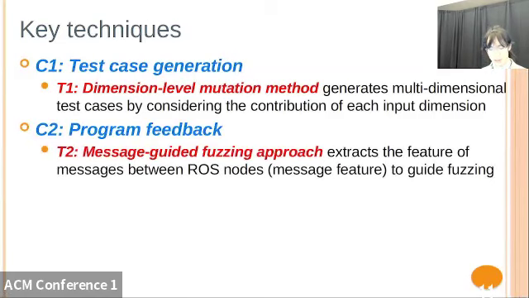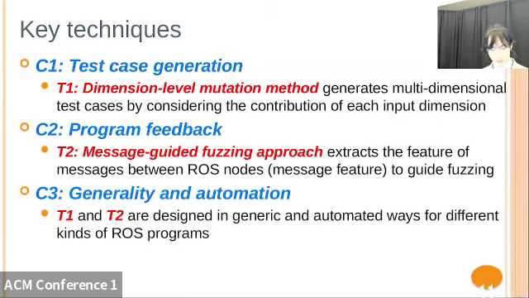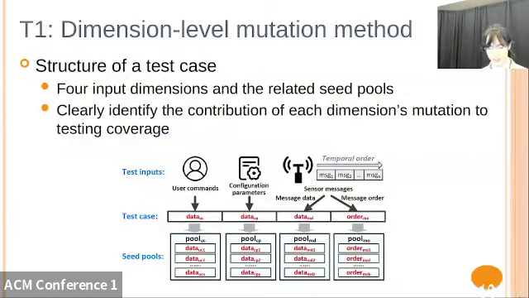For the second challenge, we propose a message-guided fuzzing approach, which extracts the feature of messages between ROS nodes to guide fuzzing. For the third challenge, we designed these two techniques in generic and automated ways for different kinds of ROS programs. Let's see the first technique, namely the dimension-level mutation method.